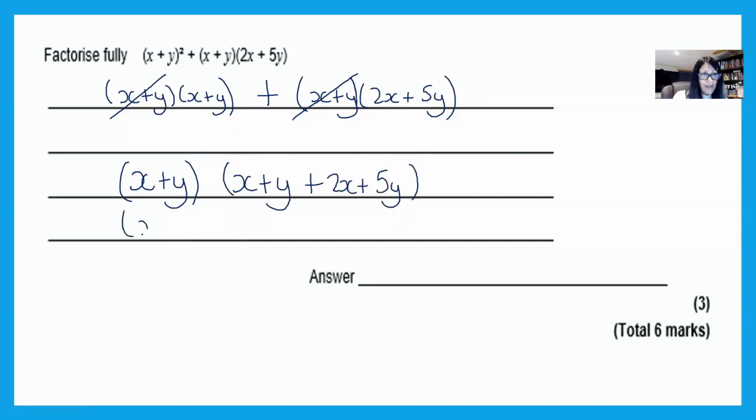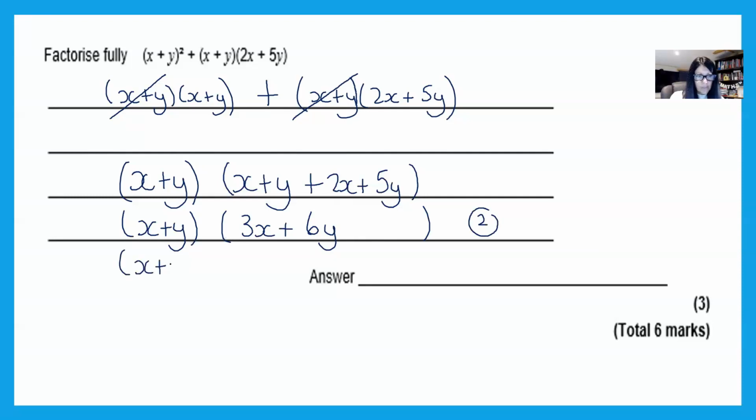Okay, so I'm going to leave my x plus y here in front because that's my common factor. And then I'm going to simplify inside this big bracket. So I've got x plus 2x is 3x. And I've got y plus 5y is 6y. Now we're back to where we were at the end now. So here's our 2 marks. And we need to factorize that last bracket.